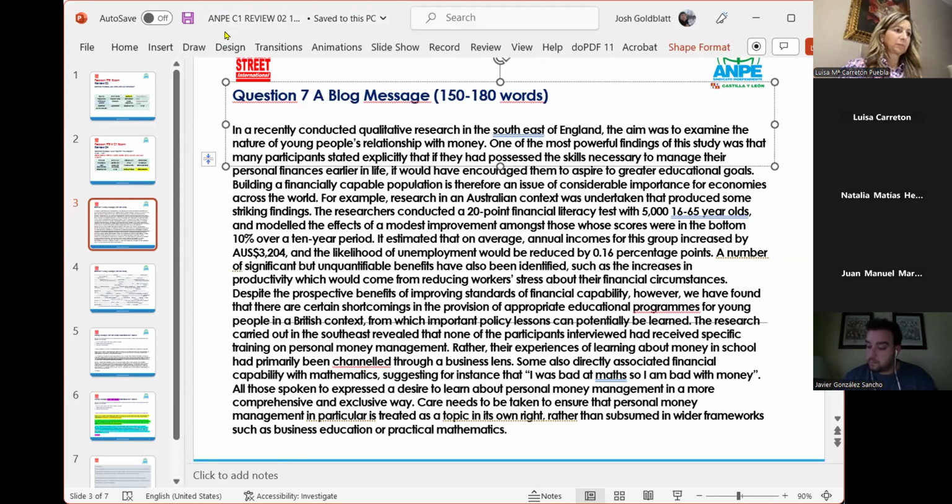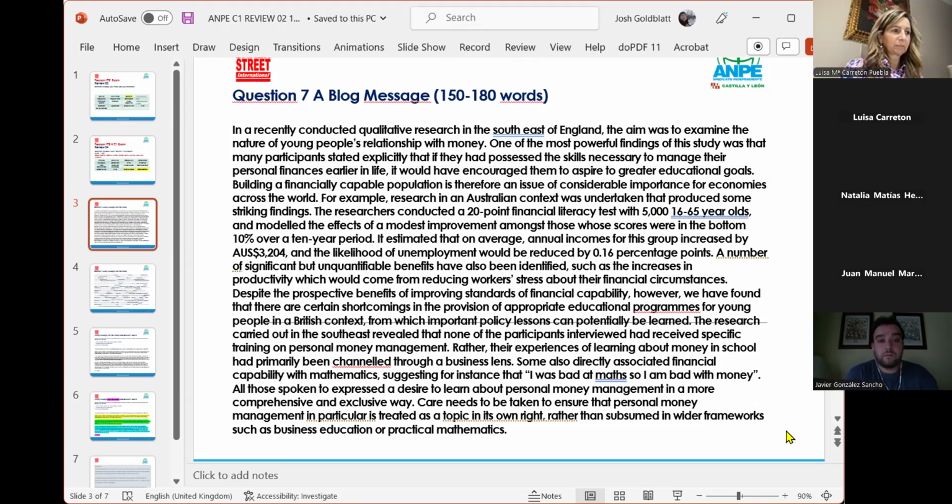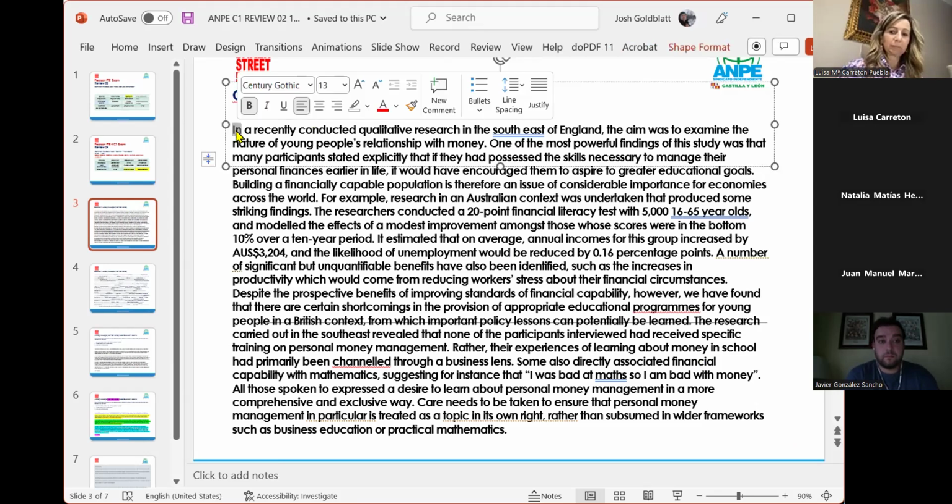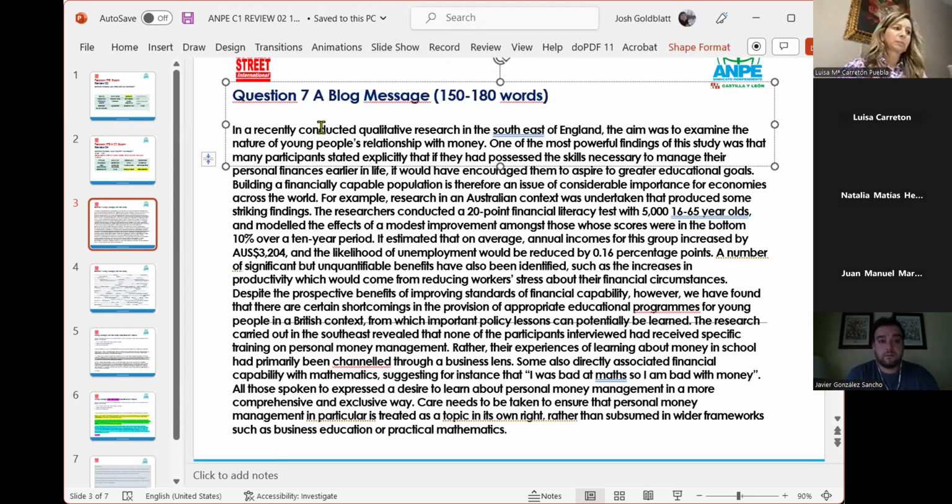Now, when you have this kind of writing, what do you need to do? Because you cannot possibly begin to read the first word and then the second word. "In a recently conducted qualitative research." What's research? What's conducted? I don't understand. "The aim was to examine what?"